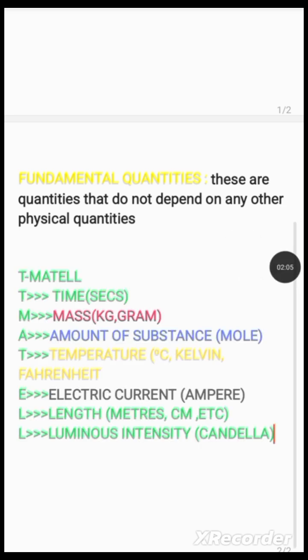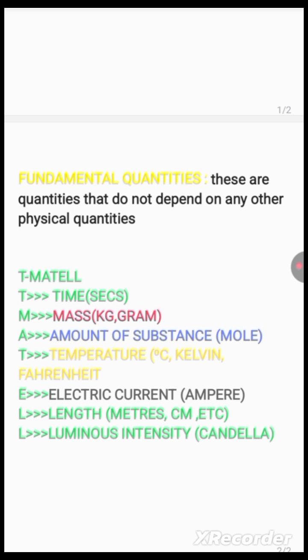Okay, let us look at their examples. I have a mnemonic for it. I use the mnemonic T Mattel for the examples of fundamental quantities. T stands for time, which has its unit in seconds. M stands for mass, which has its unit in kilogram, gram, milligram. A stands for amount of substance, also called mole. Mole is the amount of substance or the amount of matter a body contains.